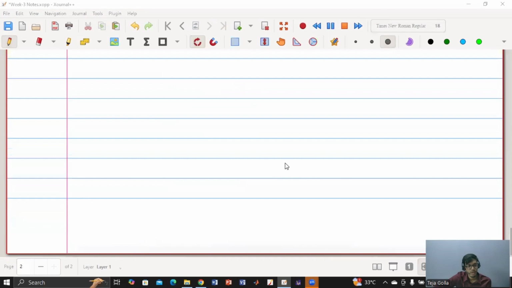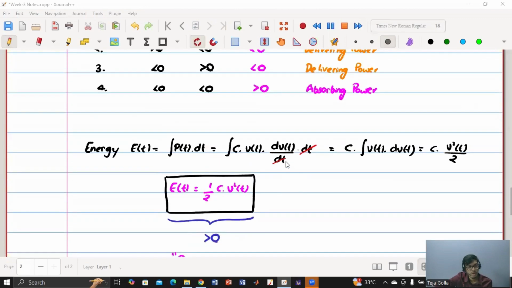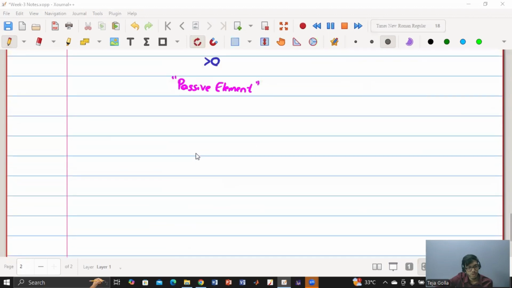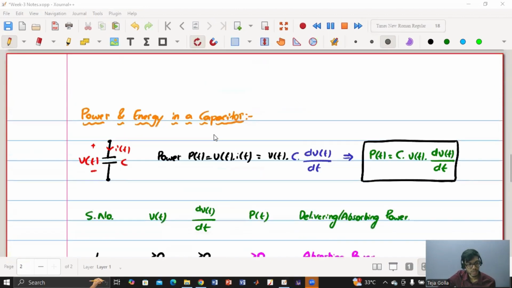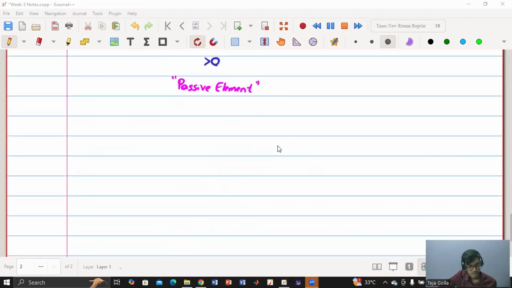Yes, okay. So now we'll quickly go into the power and energy in the inductor. So power and energy in the inductor.